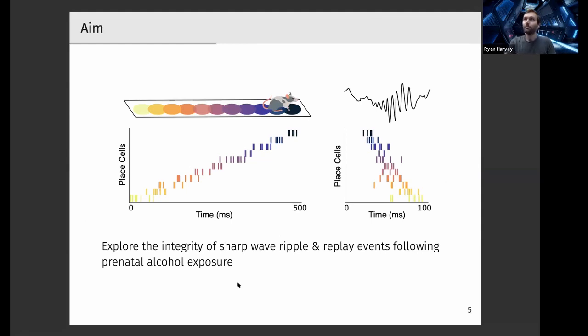As gone over well in the previous 2 talks, sharp wave ripple events and replay have been implicated in memory. If you lengthen the duration of the ripples, you can recruit more neurons, pyramidal cells and interneurons, and might increase memory performance. If you truncate or shorten the duration of ripples, you can decrease memory performance. Because with PAE you see decreased interneurons as well as decreased memory performance, I expect that these ripple events and replay events will be somehow altered following alcohol exposure.